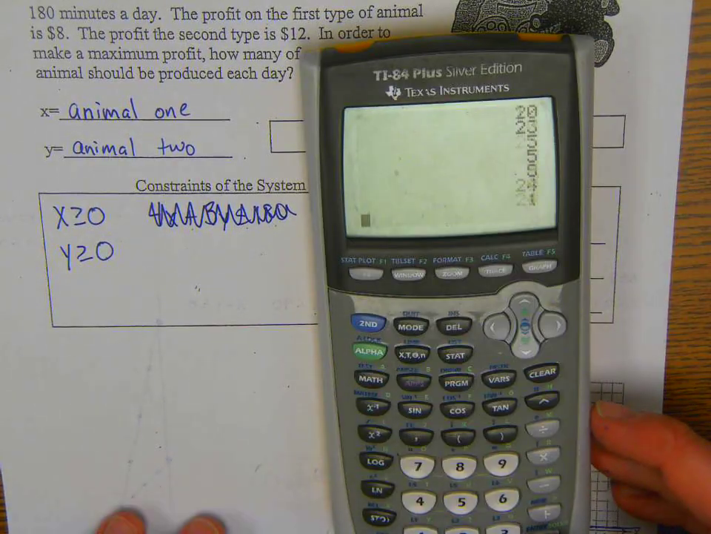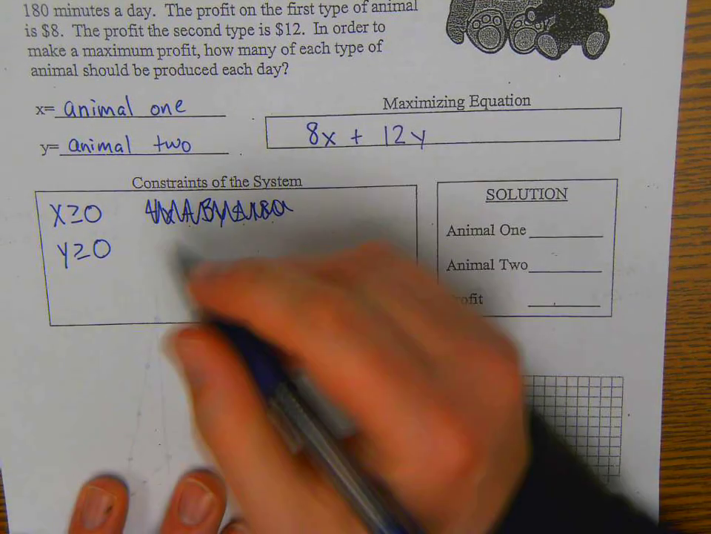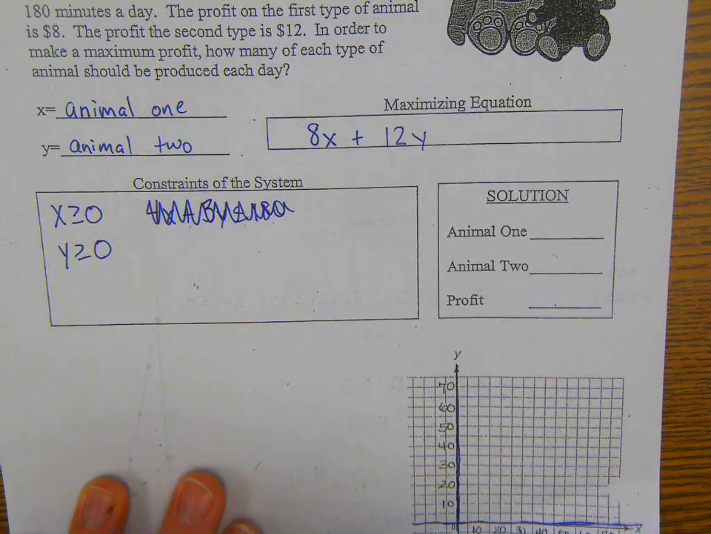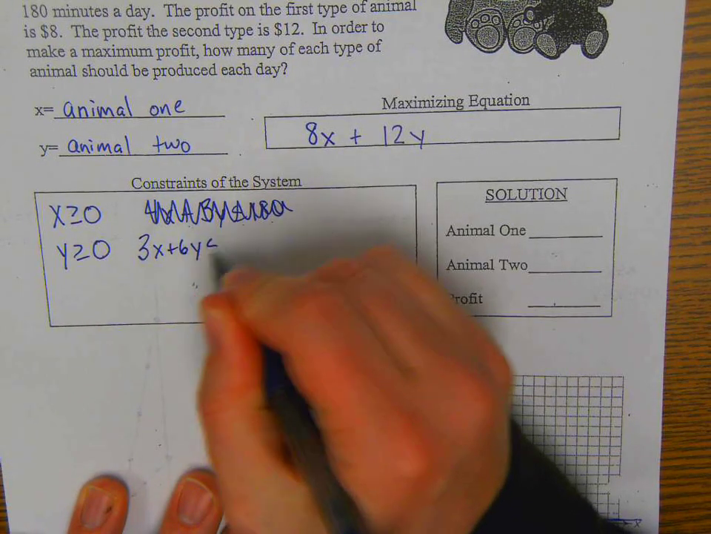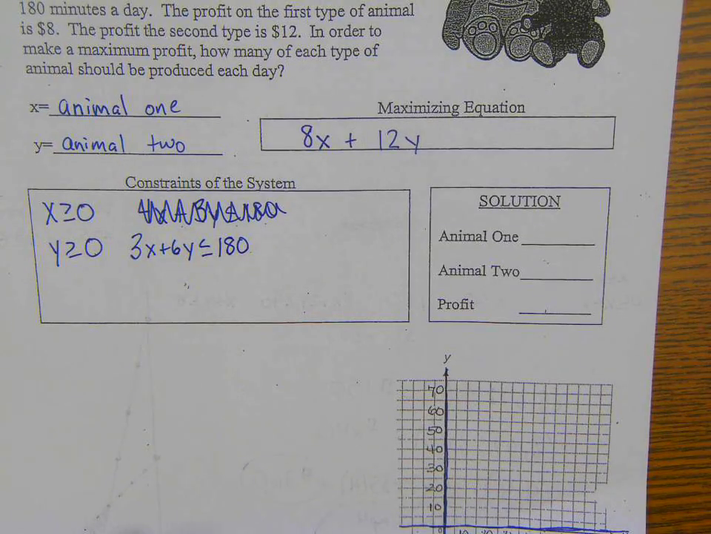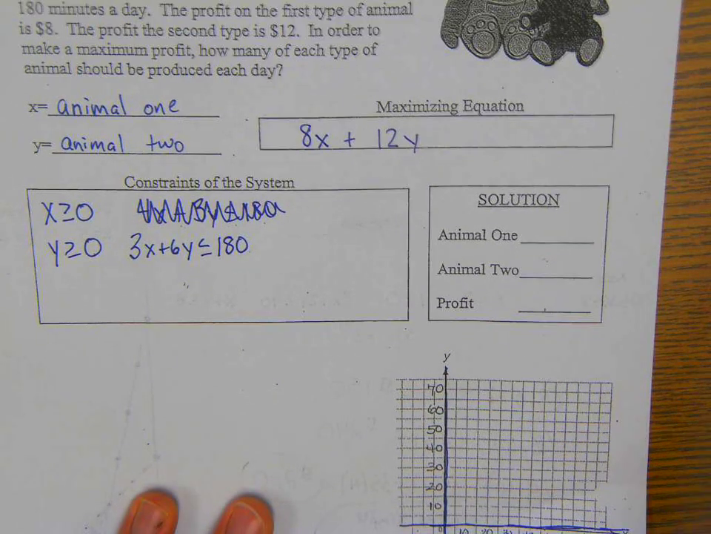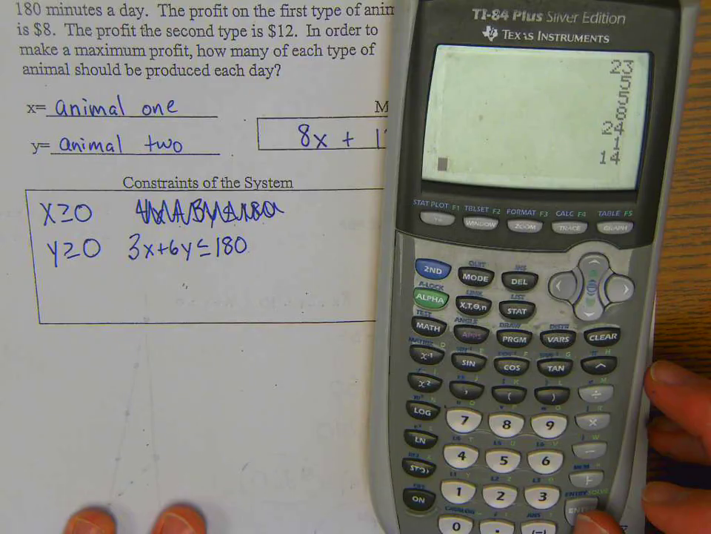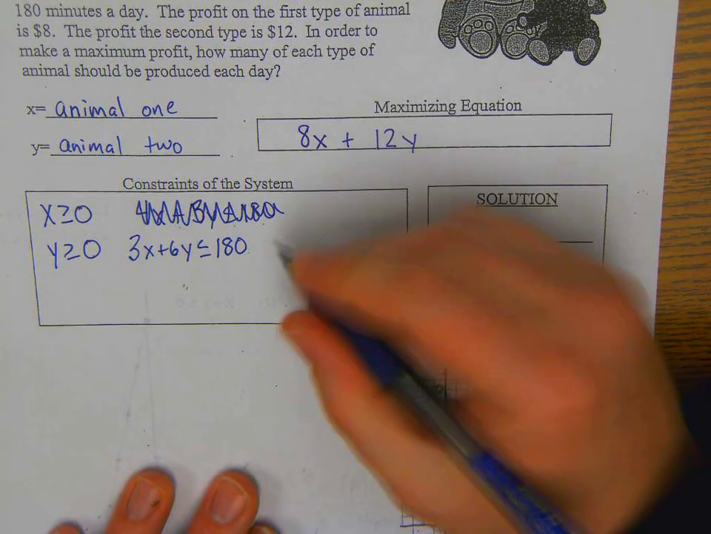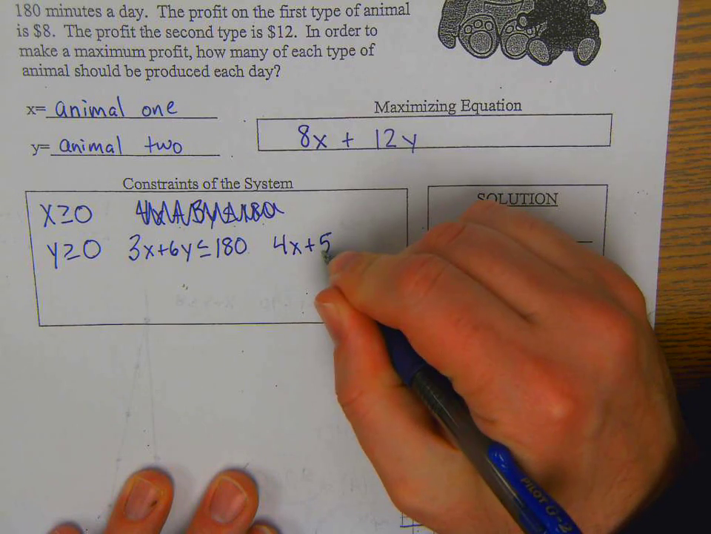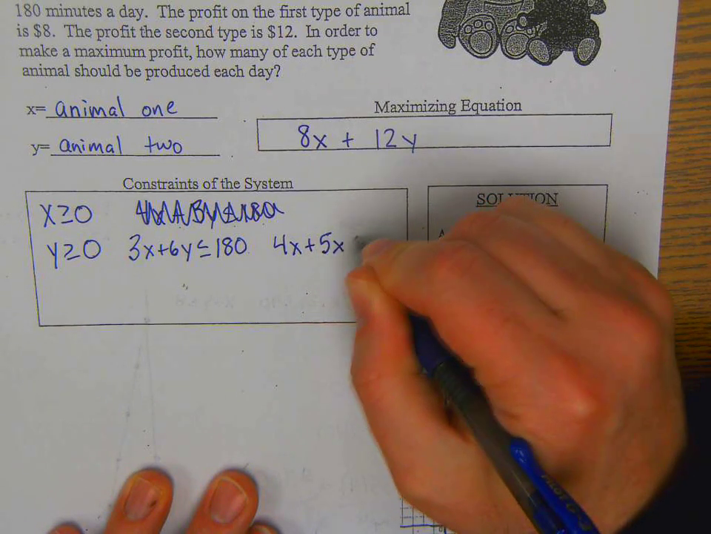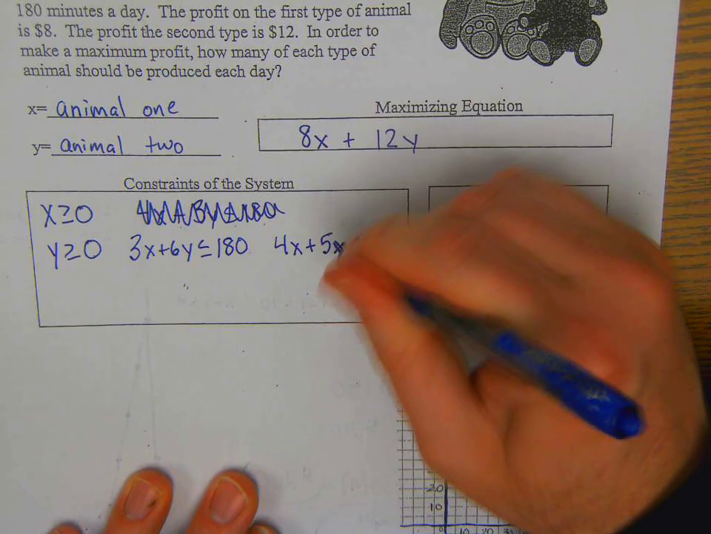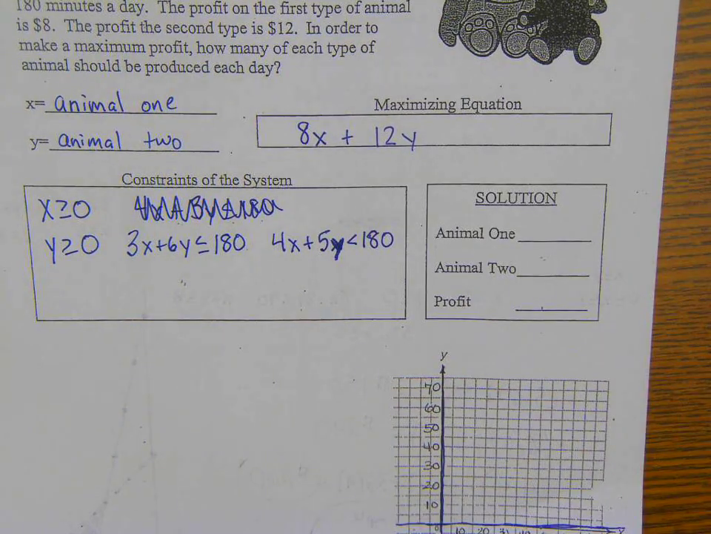Let's try one. 3x plus 6y is less than or equal to 180. That is one of them. Now, before I talk about that, let's figure out the other one. 14, want one? Go ahead. 4x plus 5y is less than or equal to 180. That would be another one.